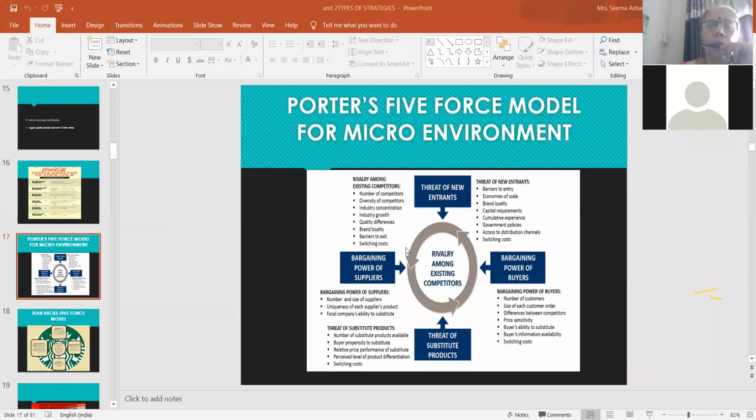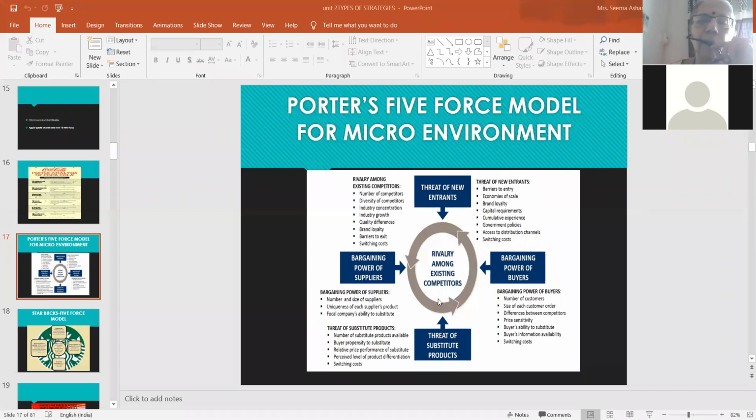Now, the second tool which is used by the top management for studying the environment is Porter's five force model. This is useful for studying the micro environment. Micro environment is the external environment which is closer to the business organization. According to Michael Porter, there are five important forces or five components which are very important for any manager or for any organization when they are doing business and thinking of formulating any strategies.